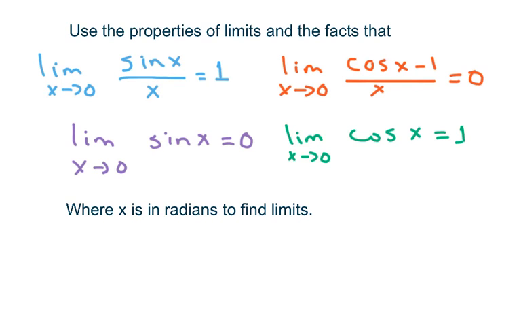We're going to use the properties of limits and these facts. We have 4 facts here, 1, 2, 3, 4, that we already discussed in previous videos. You either learned them by plugging in, doing it algebraically, or by the table to find limits. And we're going to use them where x is in radians to find the limits, not degrees.